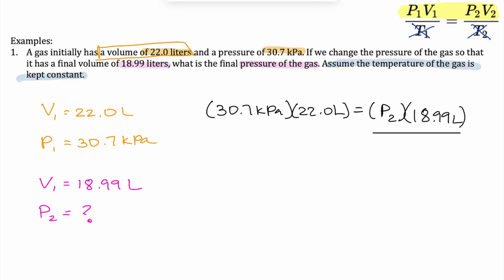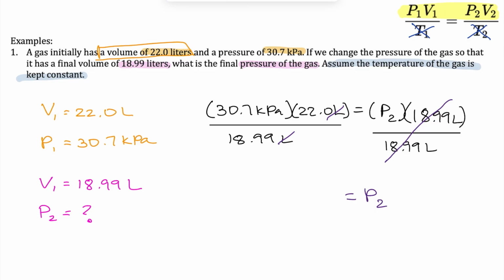So how do we get P2 by itself? Divide both sides by 18.99 liters. We can see again that when we have matching units, our units are going to cancel: liters on the left completely cancel, and so we can find what that resulting pressure is. Looking at sig figs, we want 3 sig figs in our answer, so P2 is going to end up being 35.6. And again, we have that unit of kPa left, and kilopascals are our standard unit for pressure.